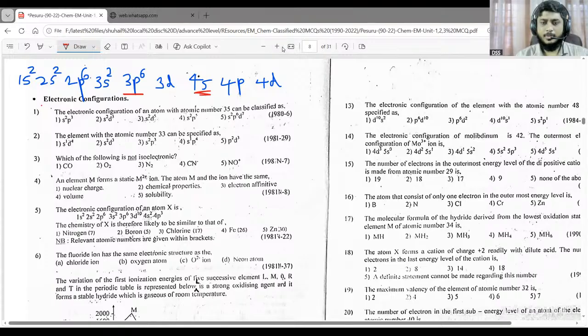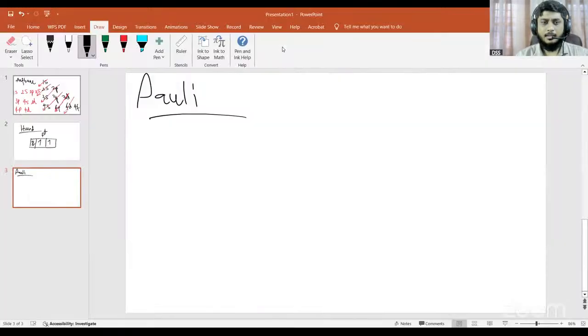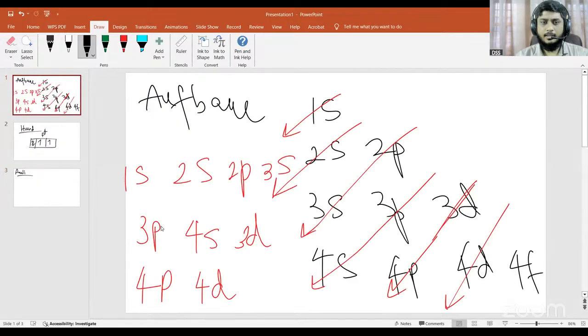According to Aufbau's principle, after the 3p, 4s only should fill. After that only 3d will fill. Every time the corresponding d will fill, after that the next energy level s. It goes like that.